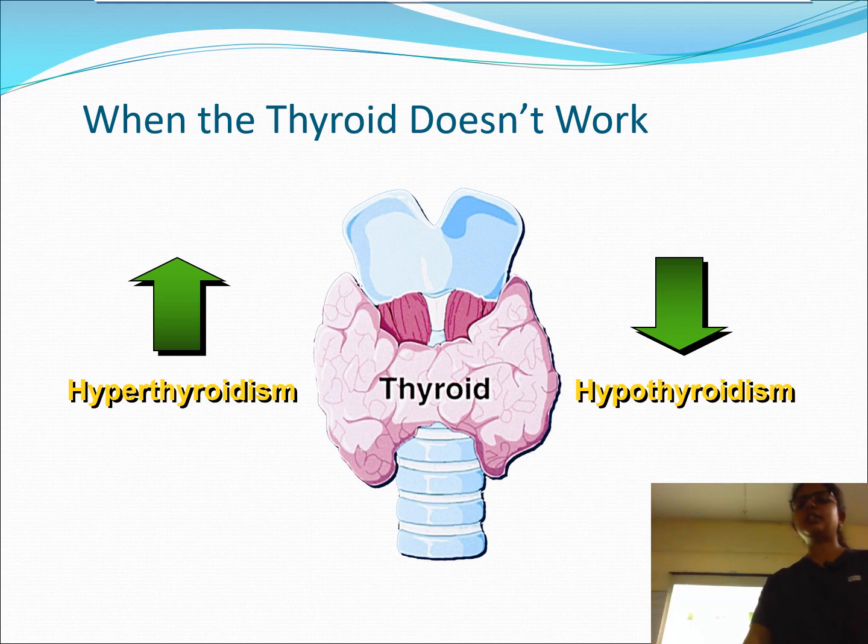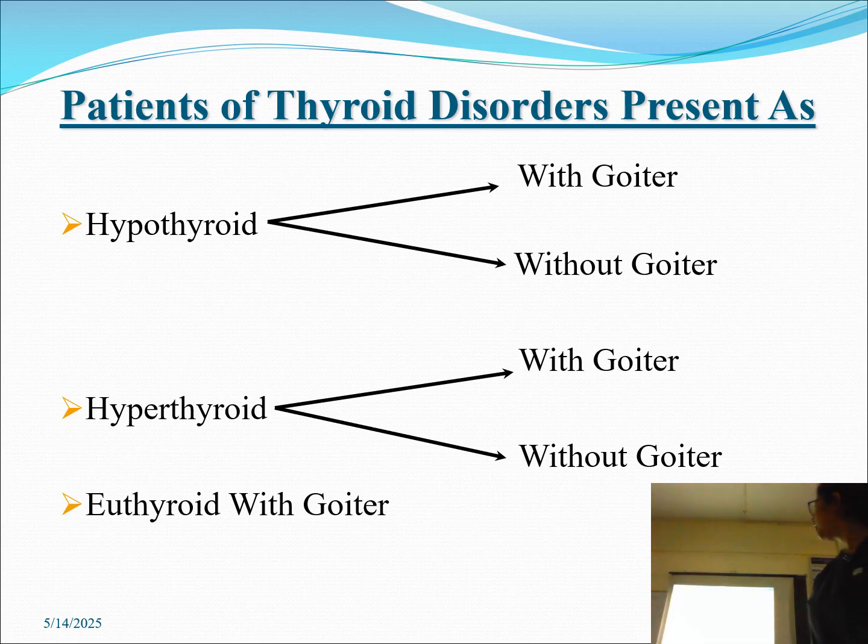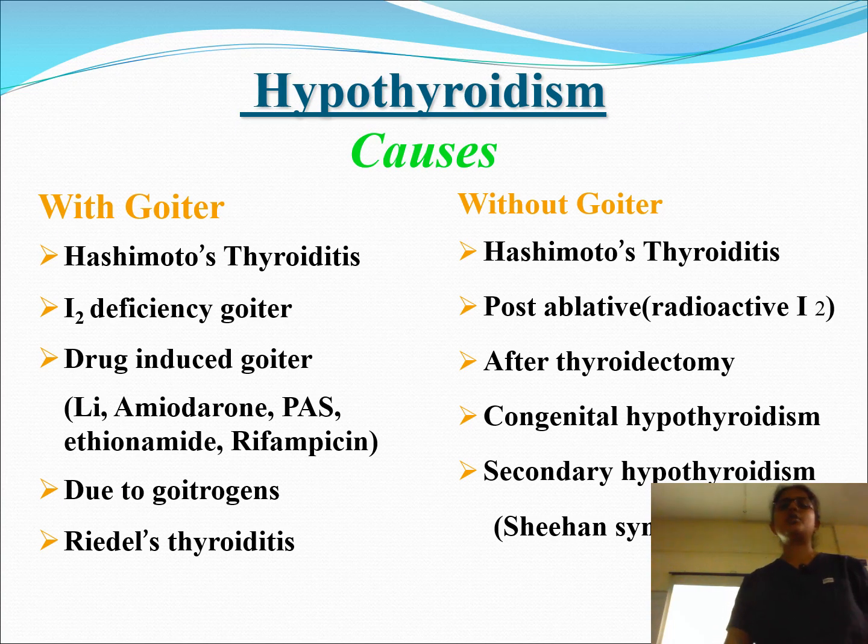This is how the negative feedback mechanism works. So when does the thyroid not work? When the thyroid doesn't work, there will be hypothyroidism. So patients of thyroid disorders present as hypothyroidism with goiter, without goiter, and hyperthyroidism with goiter, without goiter, also euthyroid with goiter. So what are the causes of hypothyroidism?